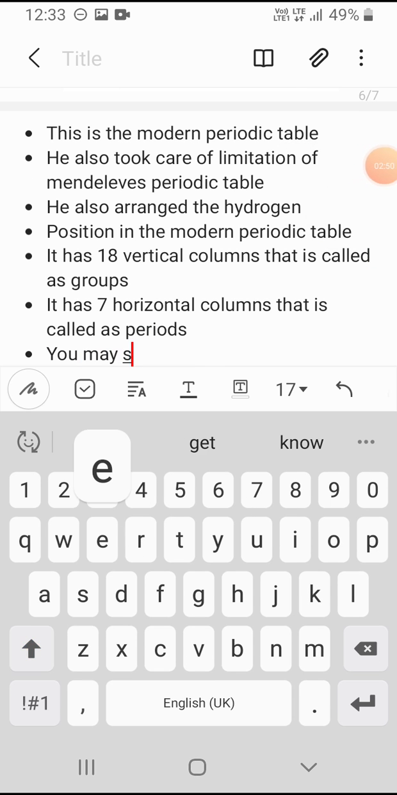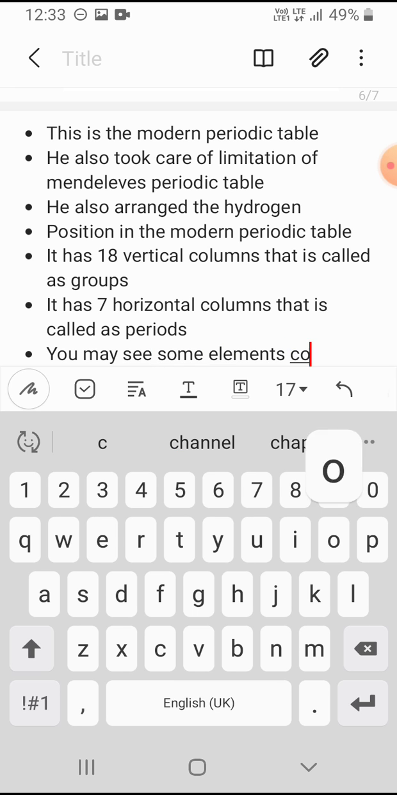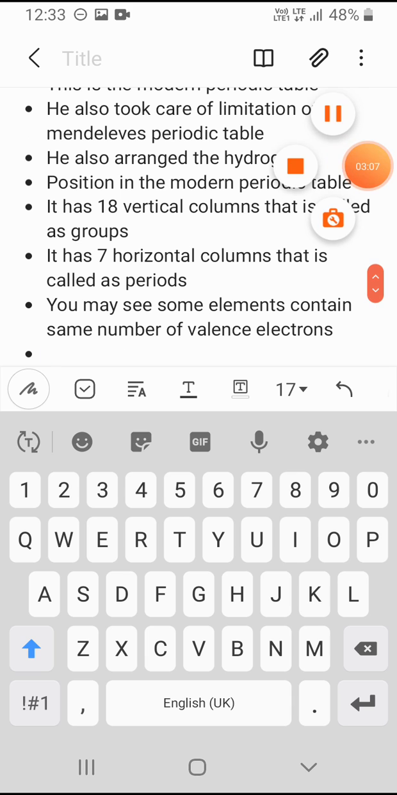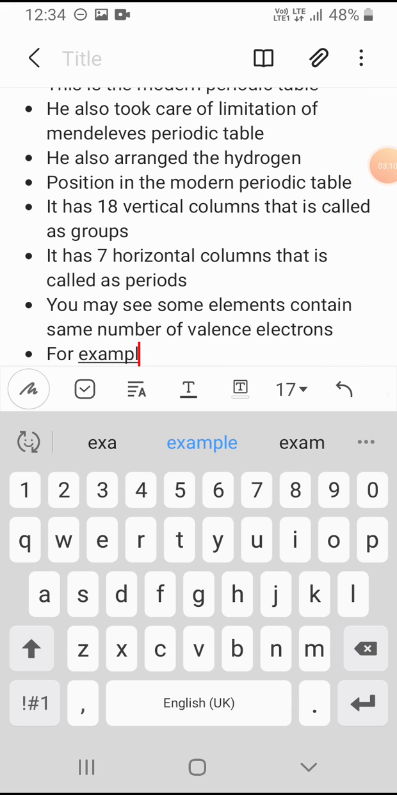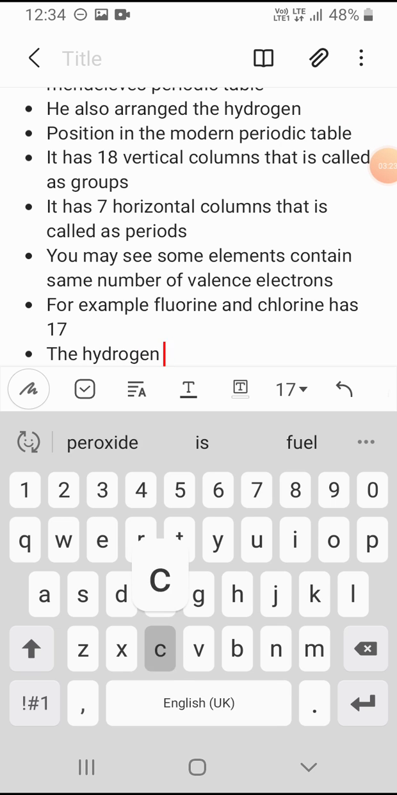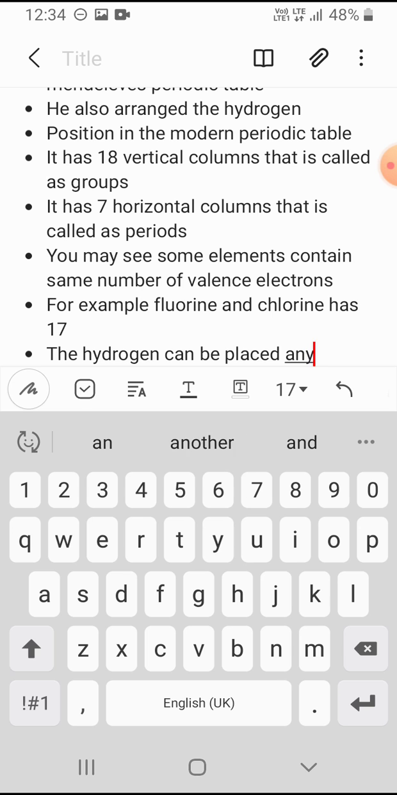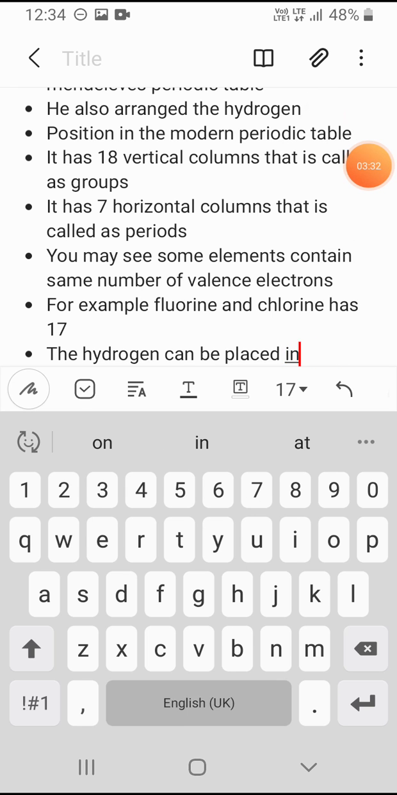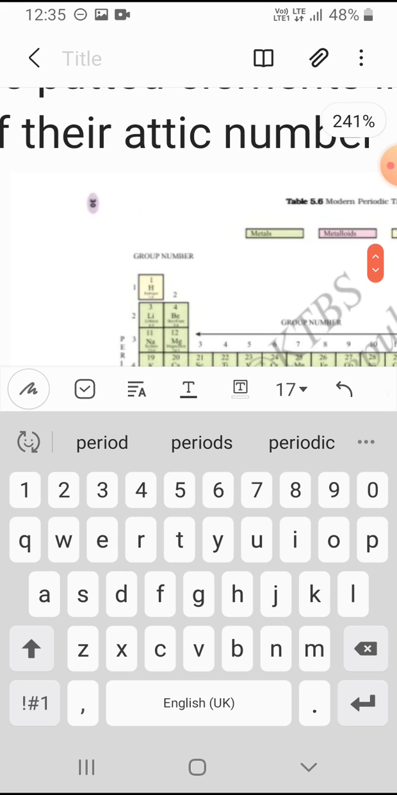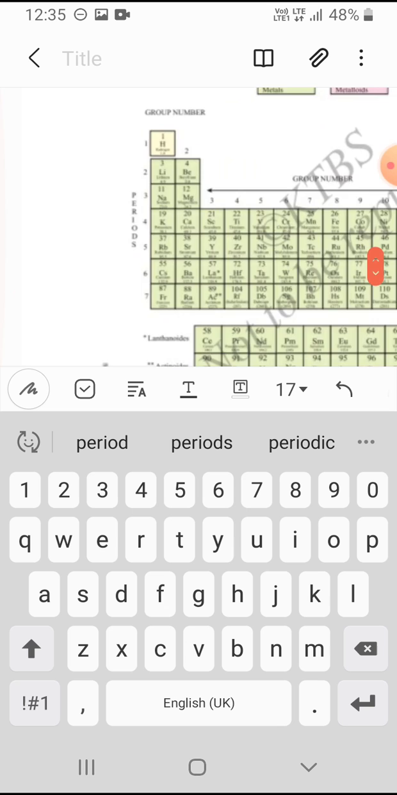You may see some elements contain the same number of valence electrons. For example, fluorine and chlorine have the same valence electrons. Hydrogen can be placed anywhere. Hydrogen can be placed in group 1 or group 17. In the periodic table you can see hydrogen is placed first; we can place it here, or here also the hydrogen can be placed.